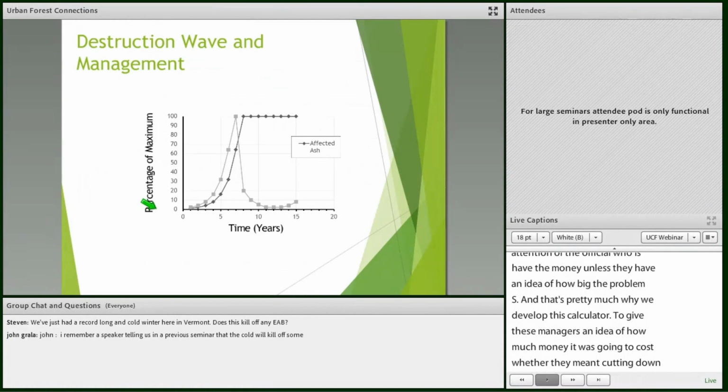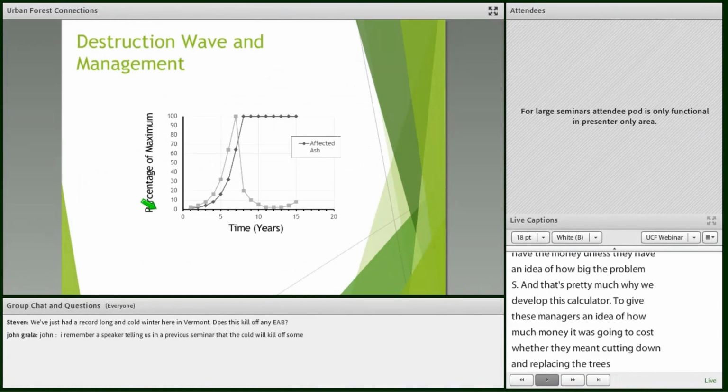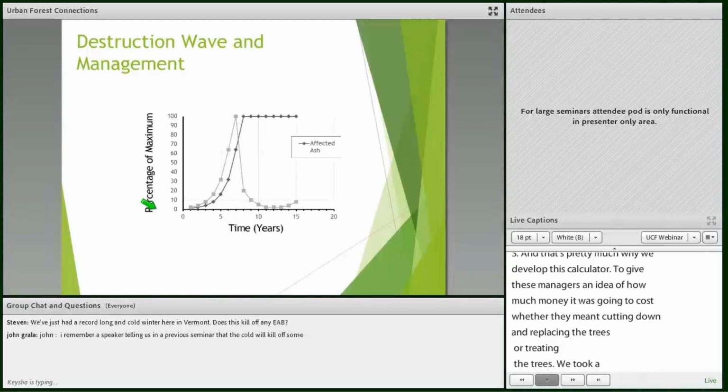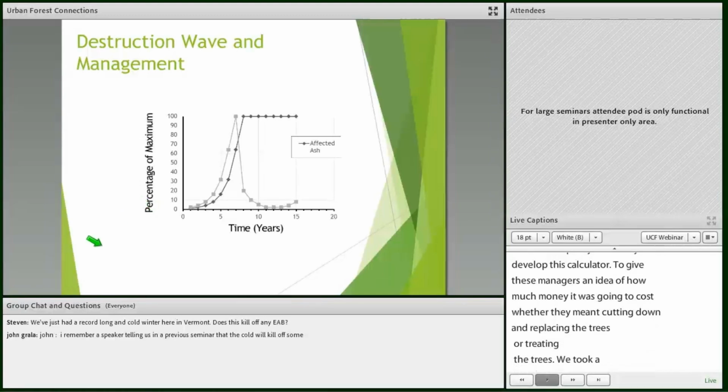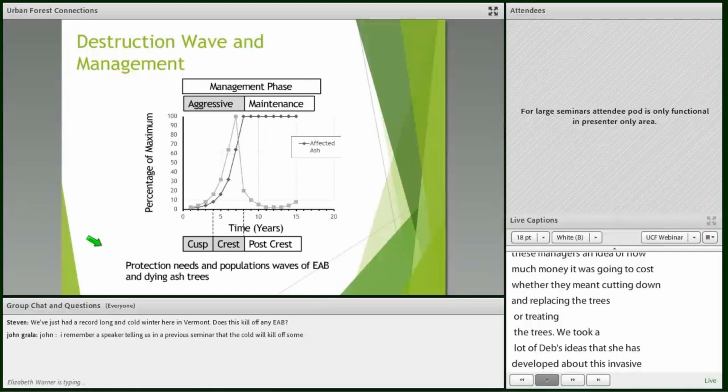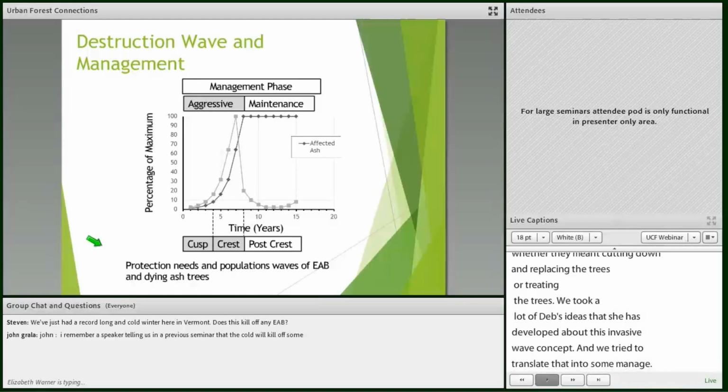So what we did with the Emerald Ash Borer cost calculator is that we took a lot of Deb's ideas that she has developed through her research about this invasion wave concept, and we tried to translate that into some management activities. So as you can see, in this graph the y-axis is the percentage of the maximum, and the x-axis is time.